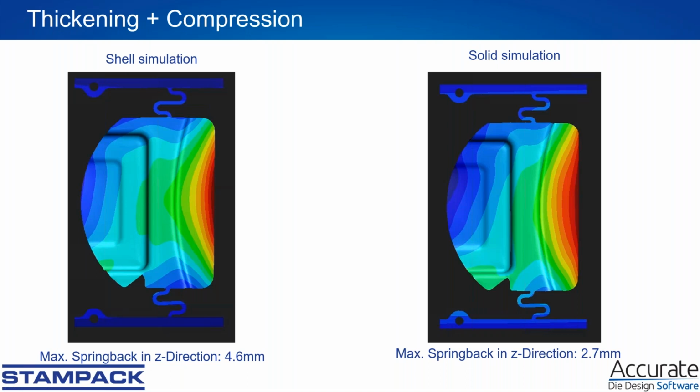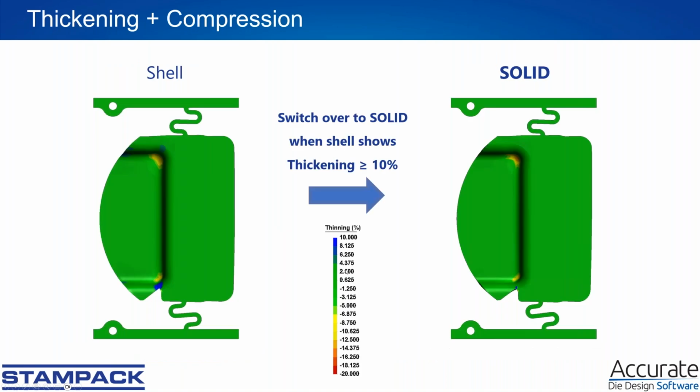So the solid simulation did a fantastic job here. And if you want to compensate with the wrong values, you will never come to a good solution. So that's why we say, whenever we have more than 10% thickening in a part, then you should validate and compensate your springback in solid, because prediction quality is much better.